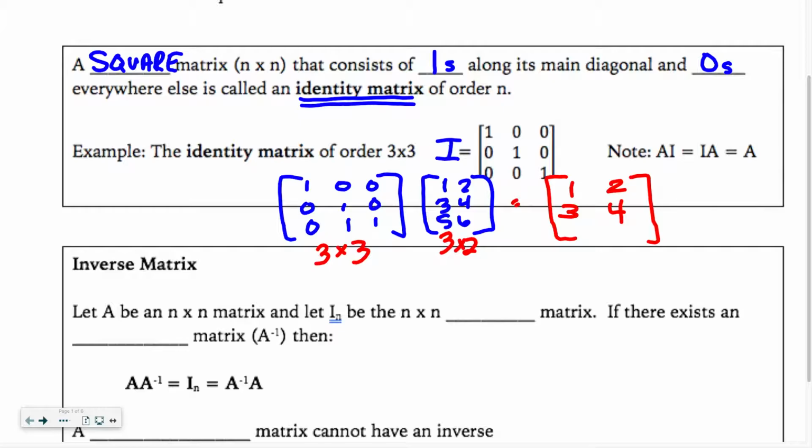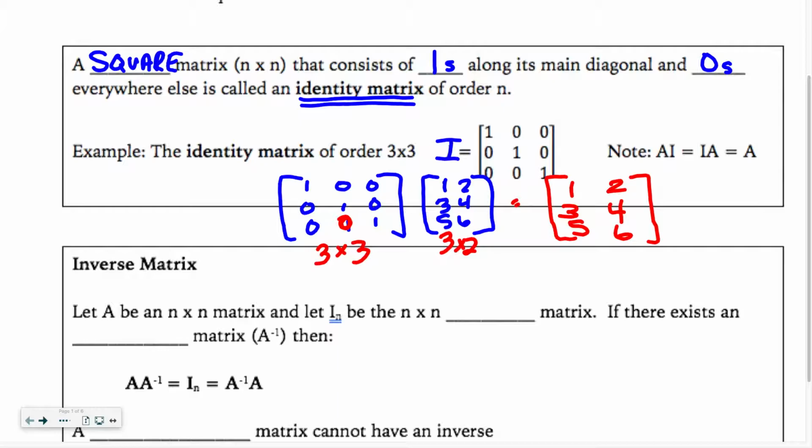So we would expect the last row to be 5 and 6. Oops, sorry, is that why you guys were all staring at me funny? There should be a 0 there. Okay, the last row would be 0, 0, 1. I apologize for that. We would take that and multiply it by all the entries in the column. So 0 times 1 plus 0 times 3 plus 1 times 5. That's 5. 0 times 2 plus 0 times 4 plus 1 times 6. That's 6. So it's saying if you take a matrix A, this 3 by 2, 1, 2, 3, 4, 5, 6, and you multiply it by an identity matrix, you will get the same thing.